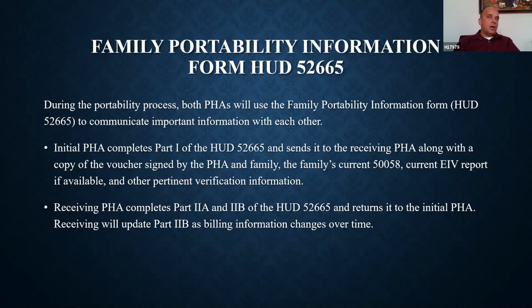In some cases, we're talking about a non-resident family that never leased up in the initial PHA's jurisdiction. There won't be a normal 50058. The initial PHA will have to send the voucher issuance. And I'll talk a little bit more about that here in a little bit. Other documents that the initial PHA may send to the receiving PHA will be the EIV report that's available, and any other pertinent information, which may include verification information supporting the income determined by the initial PHA.